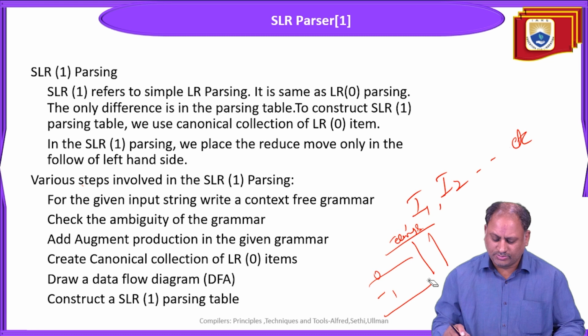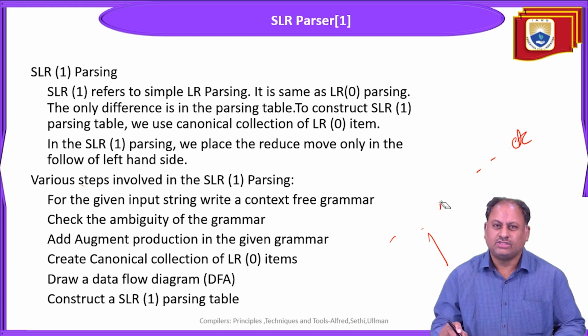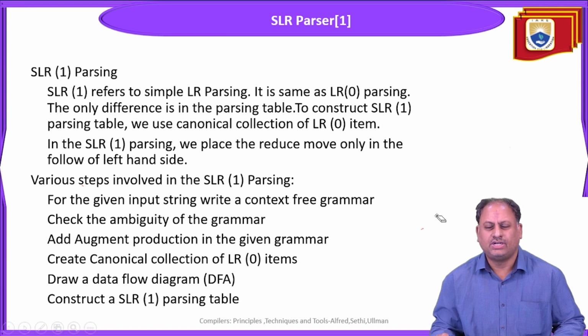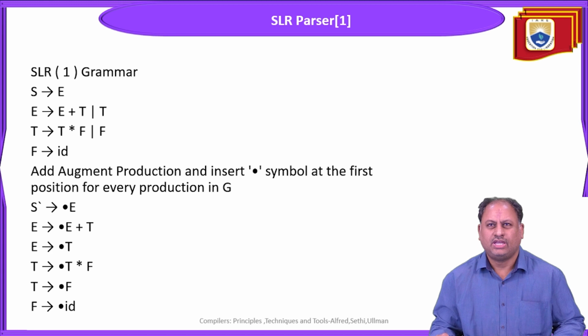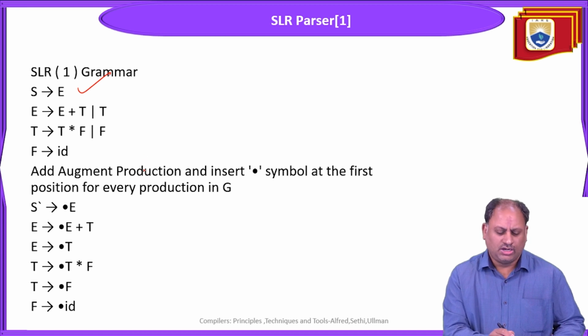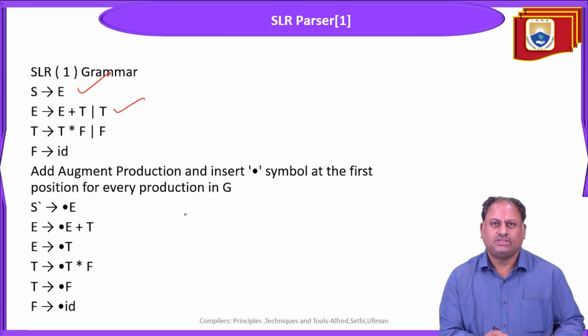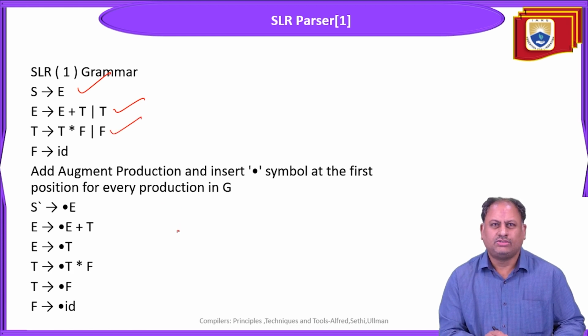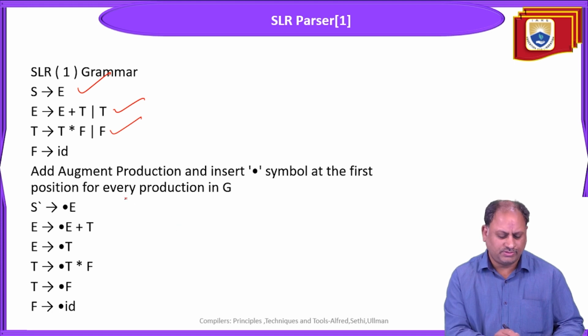Now we are going to briefly take an example of how it can be processed and how the tables and diagrams of this SLR parser are constructed. Consider the example: S derives E, and E derives E plus T. One more, E derives T. Another rule, T derives T star F. One more rule, T derives F.